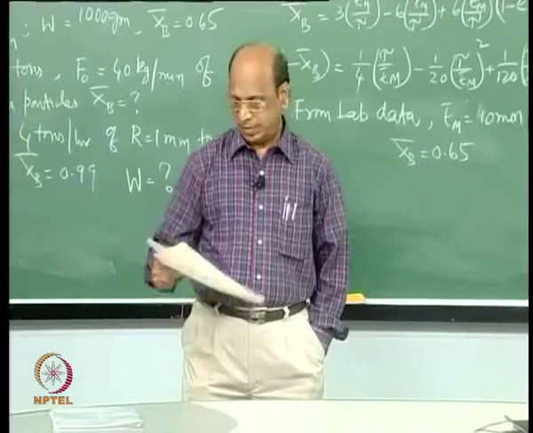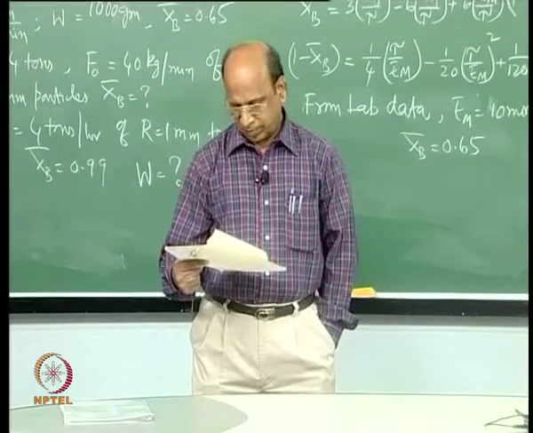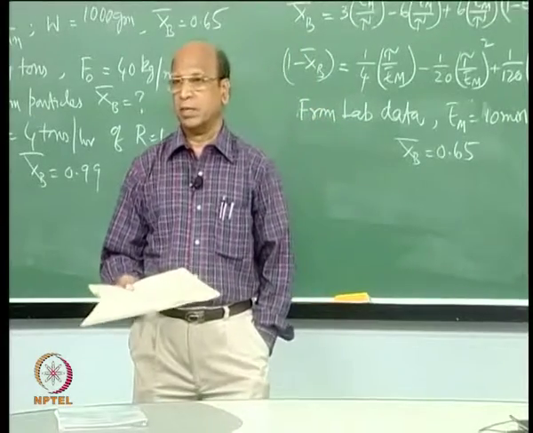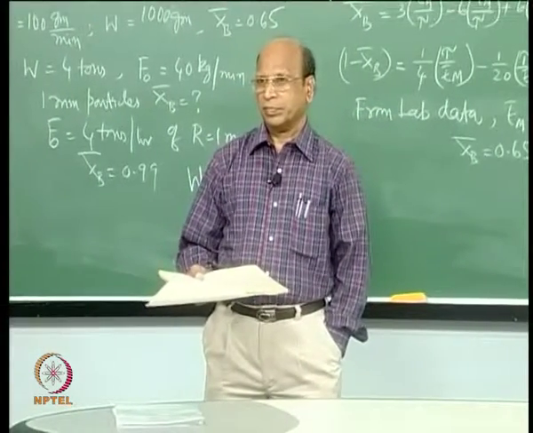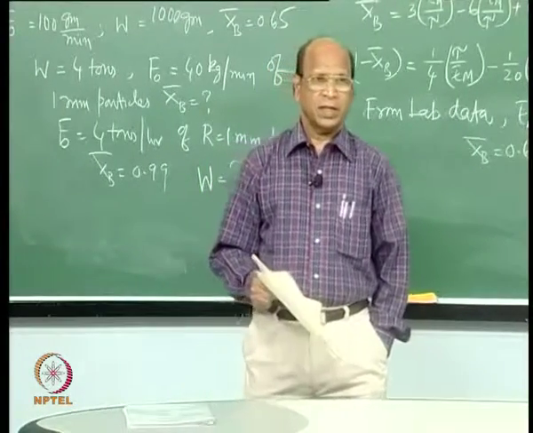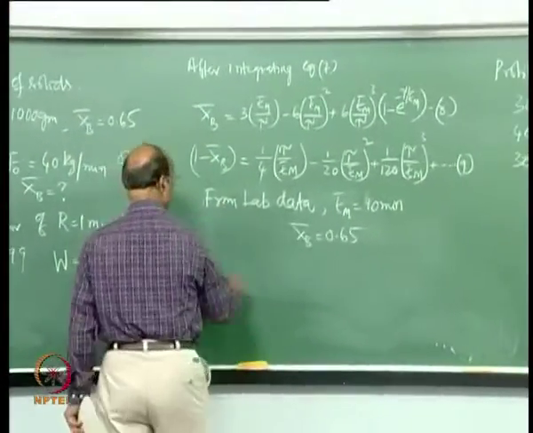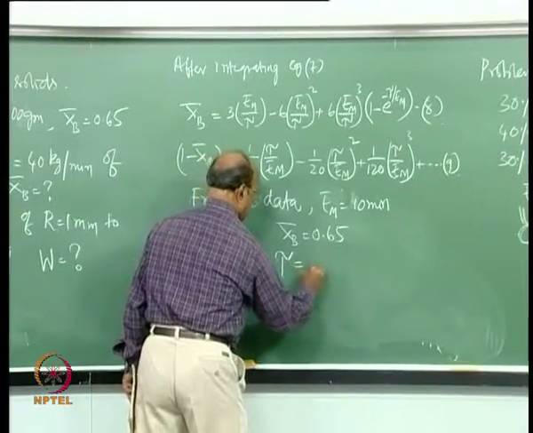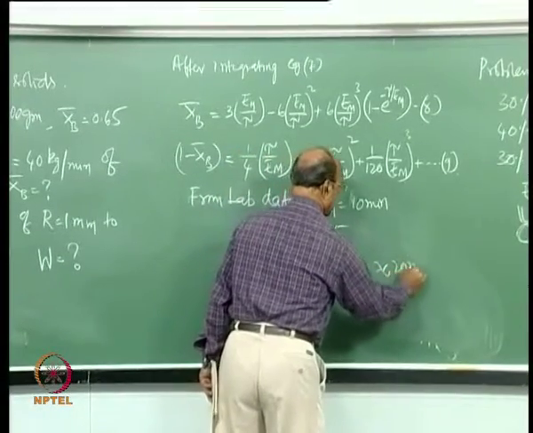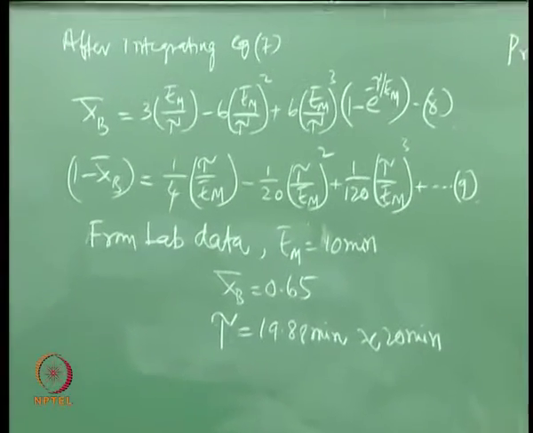Tau is? 18.89. Yeah, approximately 20. Okay, 19.88 I got, by trial and error. It depends on how many terms they have taken and all that. Okay. Yeah, you have to do that. Good. So, from this first part, what you get, tau is 19.88 minutes or approximately 20 minutes. Good. By trial and error method.